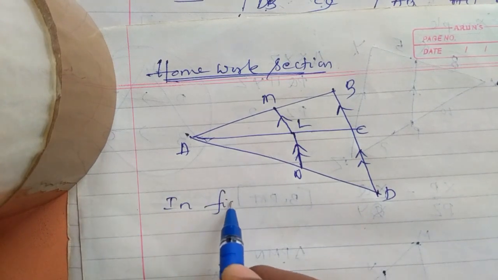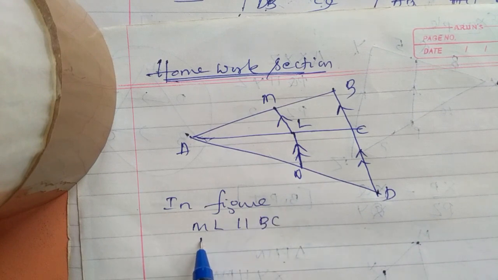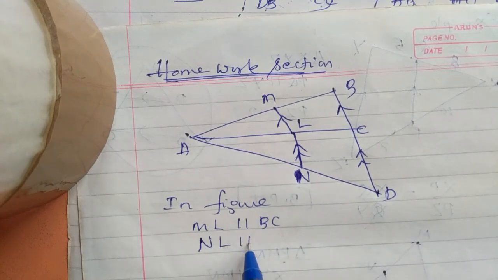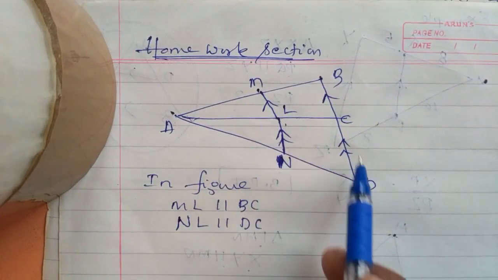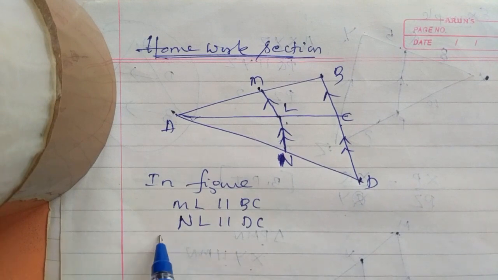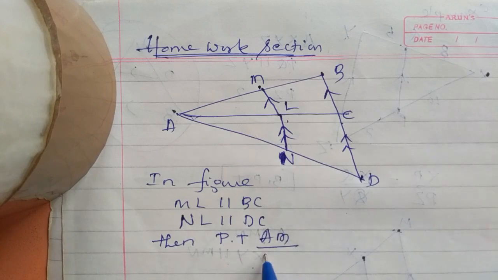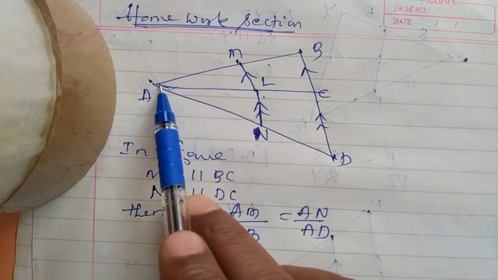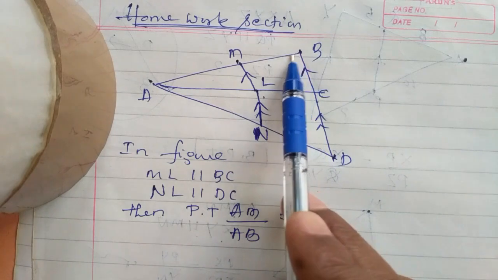So in the figure, ML is parallel to BC and NL is parallel to DC. In the figure, ML parallel to BC, NL parallel to DC. Then prove that AM by AB is equal to AN by AD. So the last problem I explained in a similar way. There are two sets of triangles. Look, this is one set.